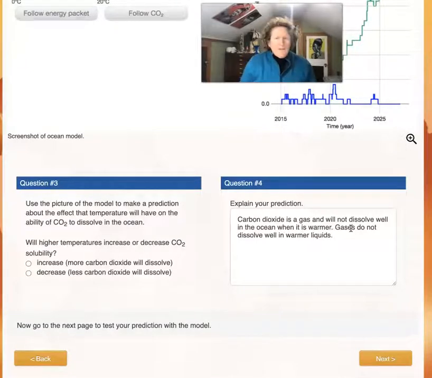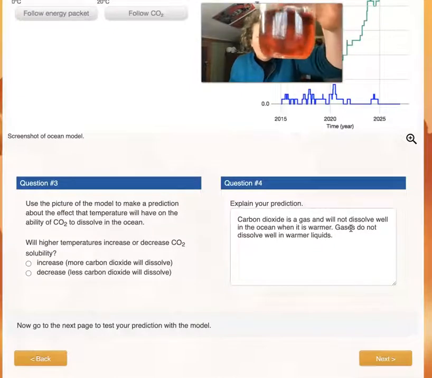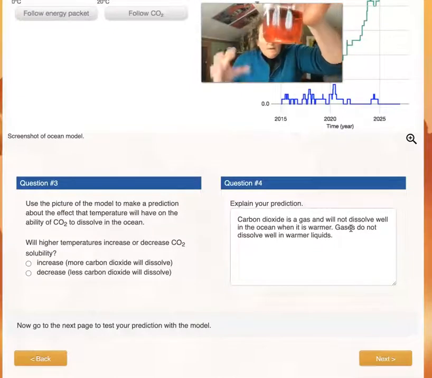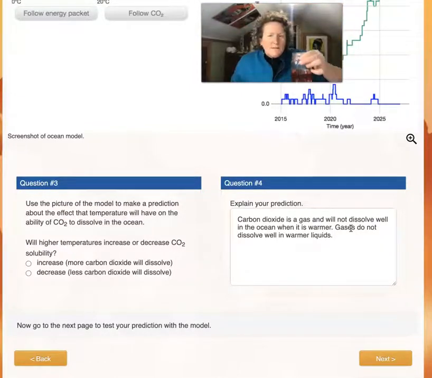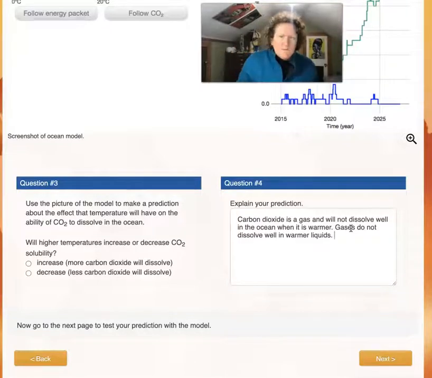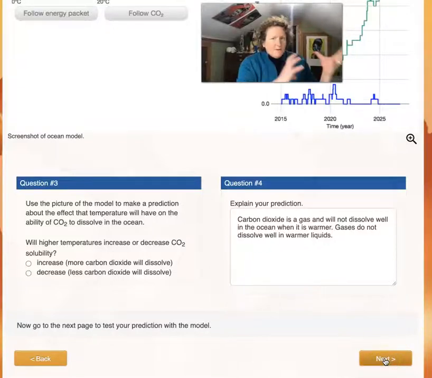If we think about the molecules in a warmer liquid, they're moving faster, and it's harder for the gases to stay attached to molecules that are moving faster. So these faster molecules don't dissolve gases as well. They do break apart solids well, like salt or sugar, but they don't hang on to gases well.